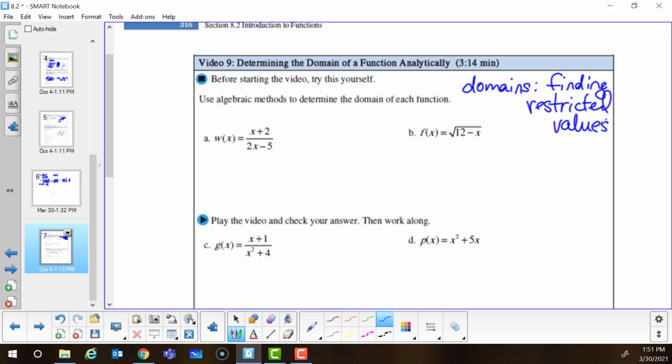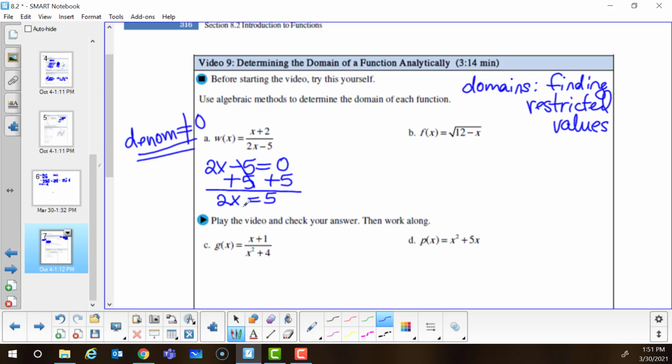Because remember, we don't want denominators equal to 0. Okay, that's a no-no. So what you'll do to find the domains, or you're going to find the restricted values. It's the same thing. So you take your denominator, set it equal to 0, and then solve for x, or whatever variable it is. So in this case, 2x equals 5. Divide everything by 2, so x equals 5 over 2.